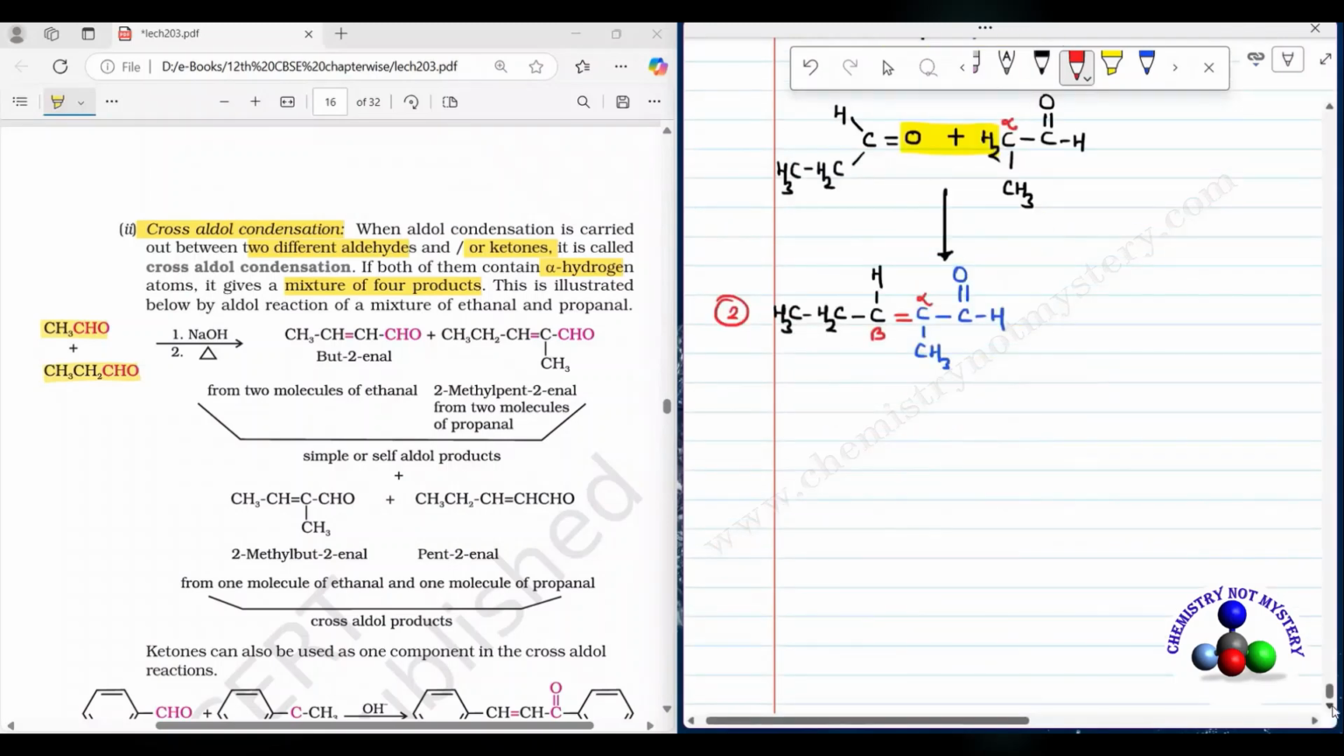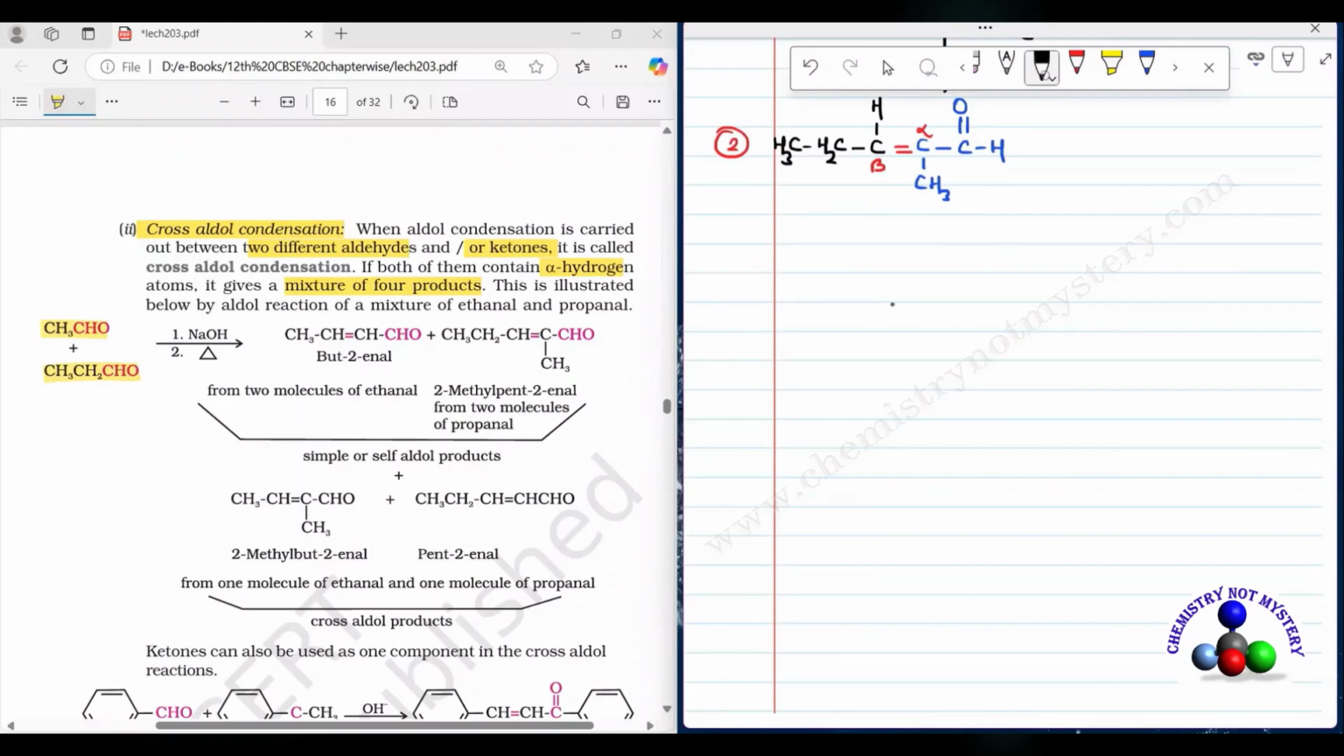Now write down the product of cross aldol condensation. So here, first of all, draw the structure of ethanal. So this is the carbonyl functional group. One side it is bonded with H and on the other side it is bonded with CH3. Now draw the structure of propanal, facing alpha hydrogens towards this side. CH2, here it is bonded with C double bond OH and this is bonded with CH3. So this is the alpha carbon.